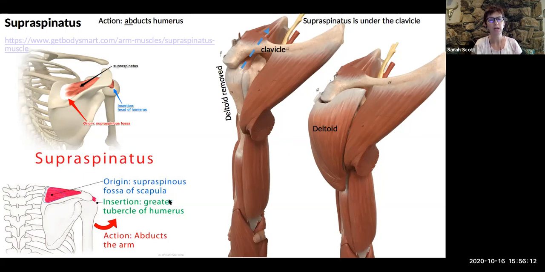Let's look down here. But if you notice, it's going from the scapula, this fossa or indentation above the spine, and then crossing the shoulder joint to insert on that greater tubercle of the humerus. So its action, again, is to abduct the arm, just like we saw with the deltoid.